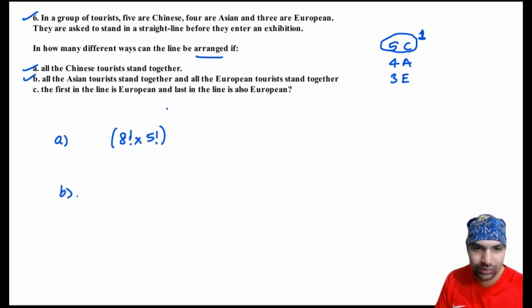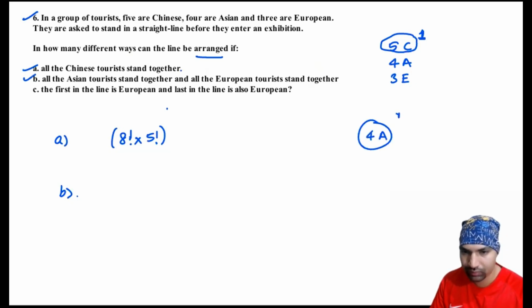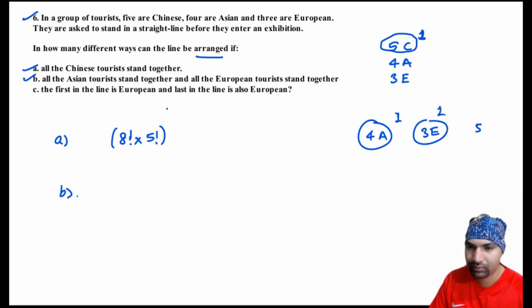Next, all the Asian tourists stand together, and all the European tourists stand together. Okay, so all of the Asians are standing together. So 4 are there, so this is one group, and all of the Europeans. Europeans are 3 basically, so this also becomes one unit, isn't it? Now how many are left? 5 Chinese are left. So 5 Chinese plus these two groups is basically 7, right?